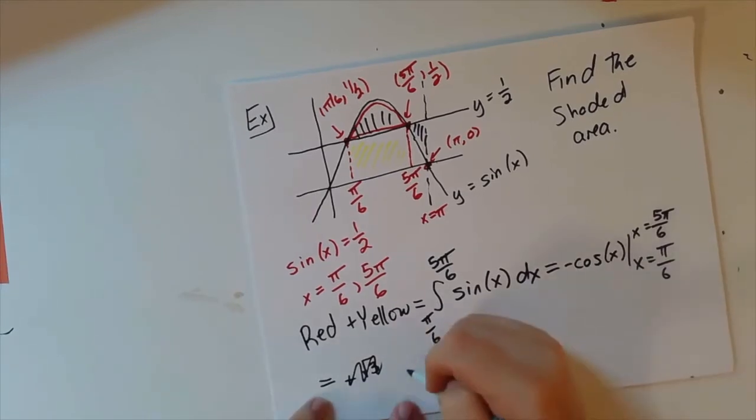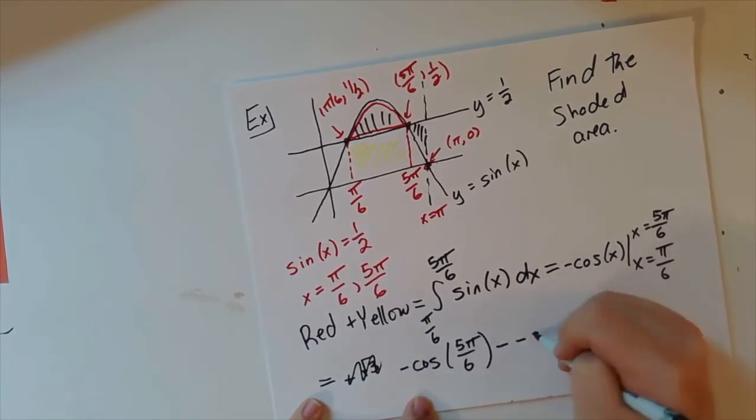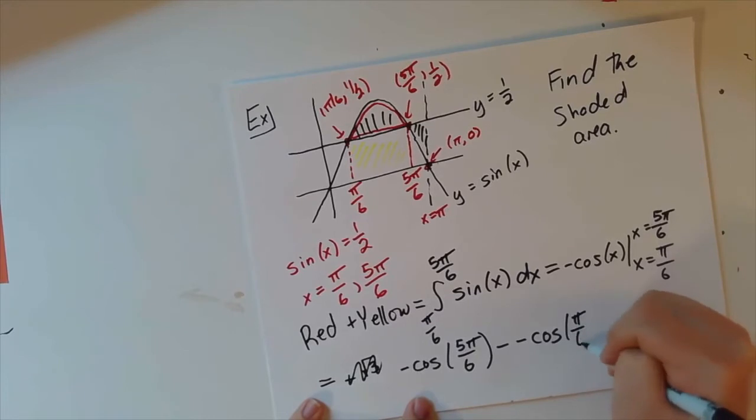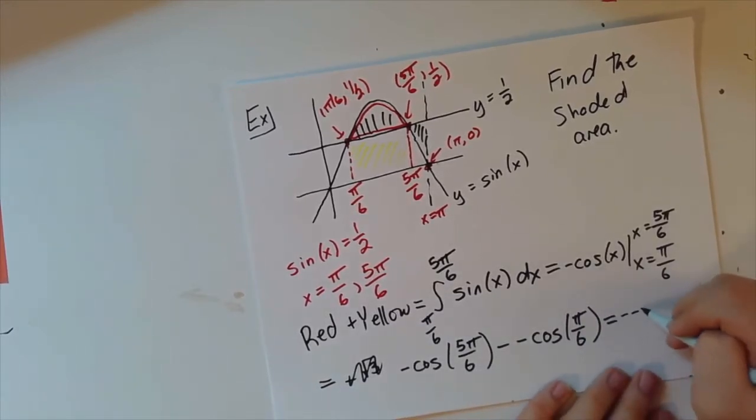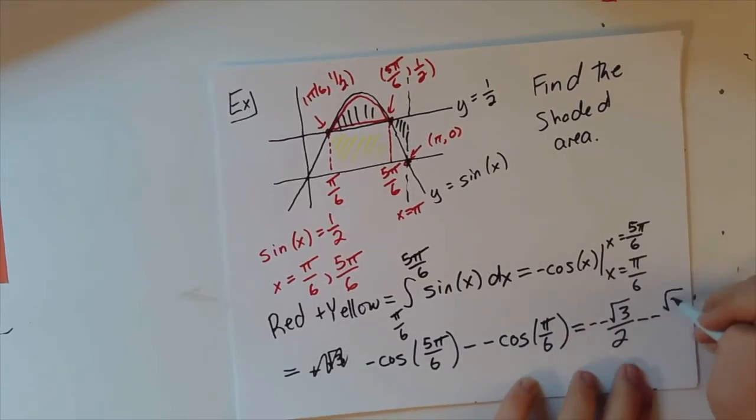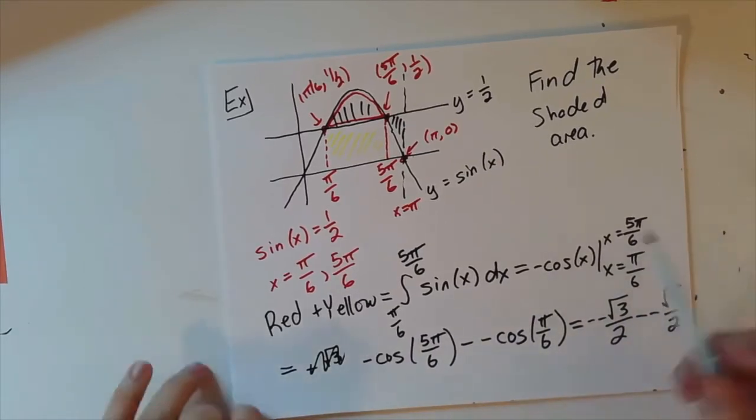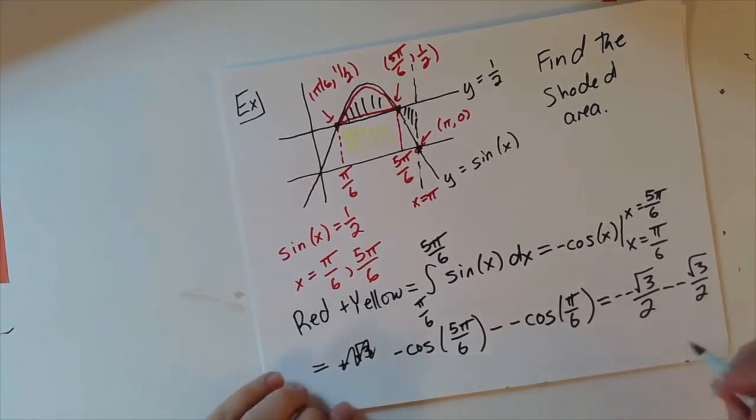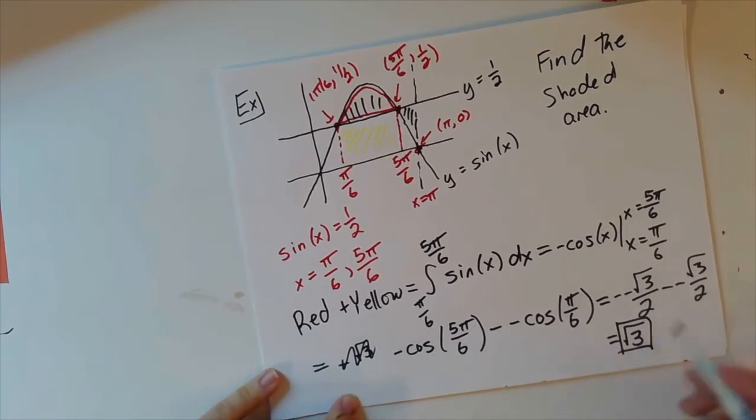Okay, so this is minus cosine of 5 pi over 6 minus cosine of pi over 6, which is minus minus root 3 over 2 minus root 3 over 2. Okay. In other words, the total of the red and yellow area is just the square root of 3. Okay, that's the total of the red and yellow area together.